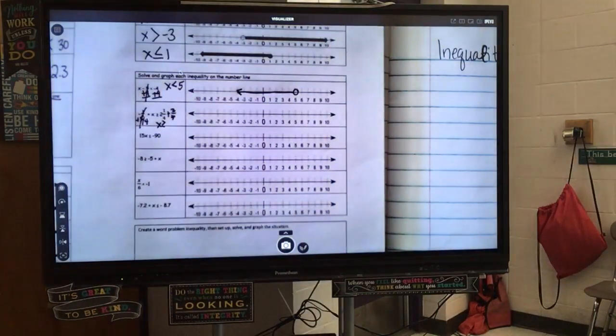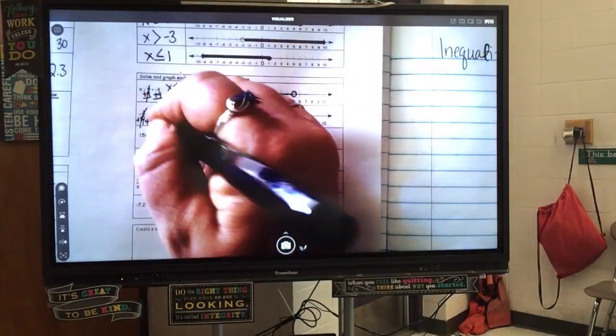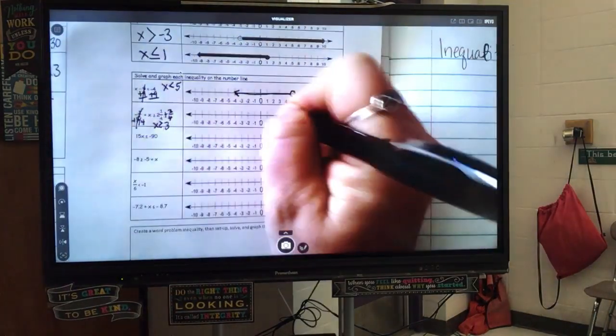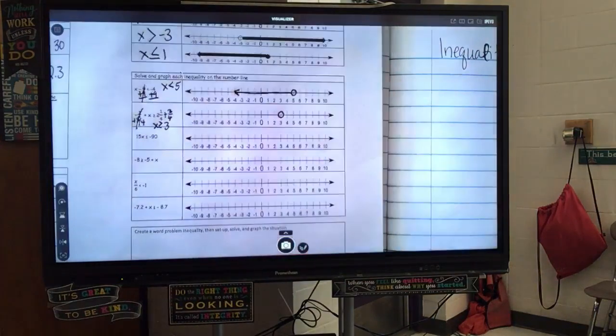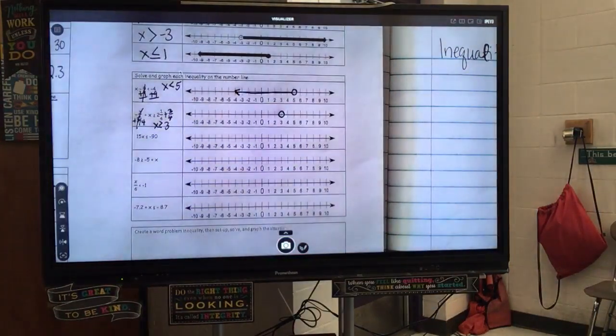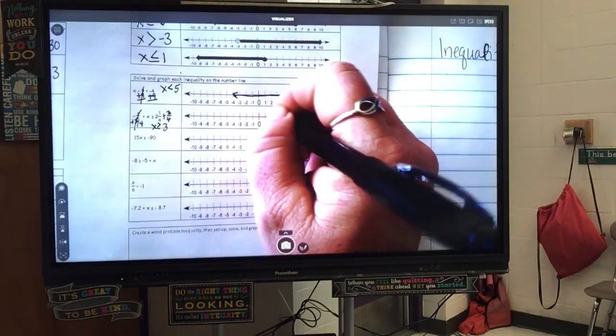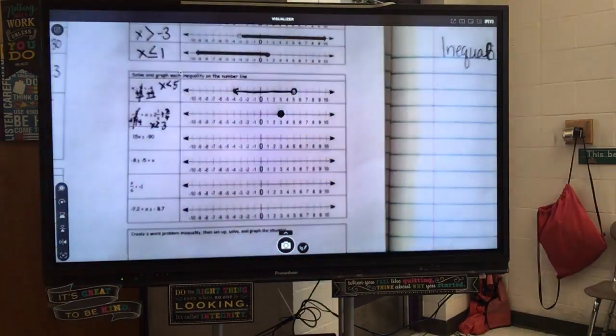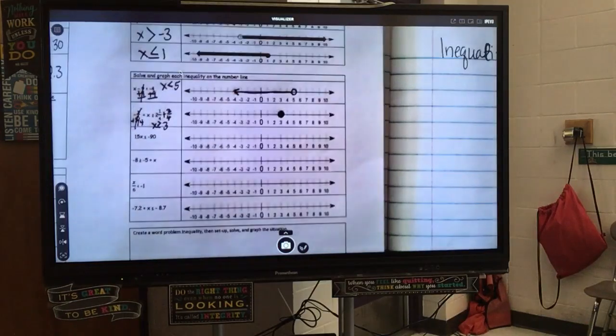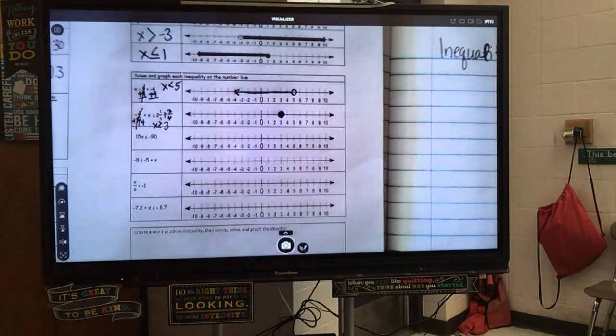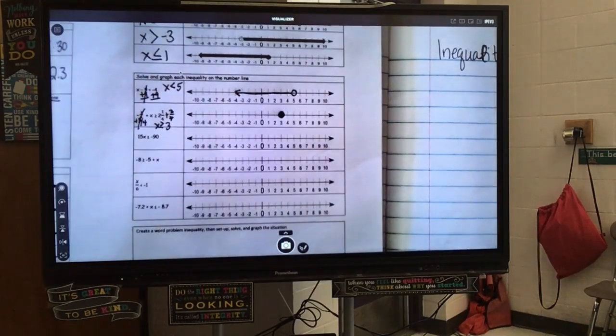So x is greater than or equal to what? Just 3. Alright. So I find 3. Raise your hand and tell me, is it gonna be open or closed? Ethan, closed. And which direction is it going in? To the right? Your right or my right?